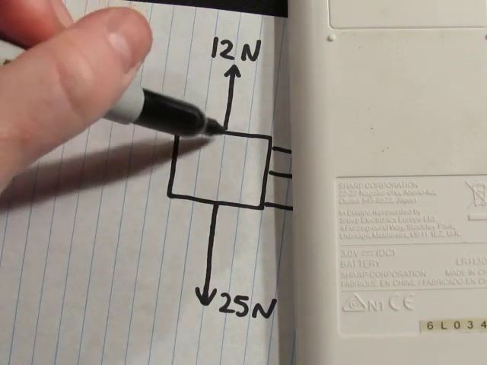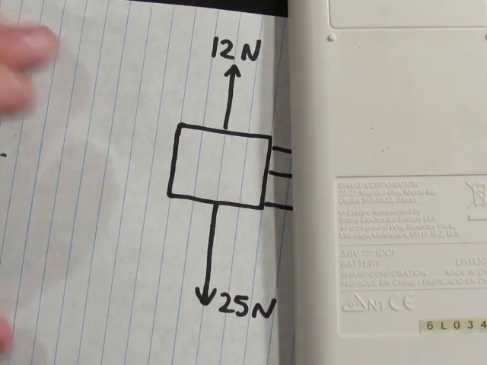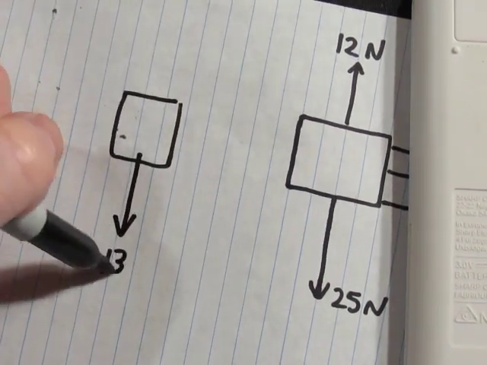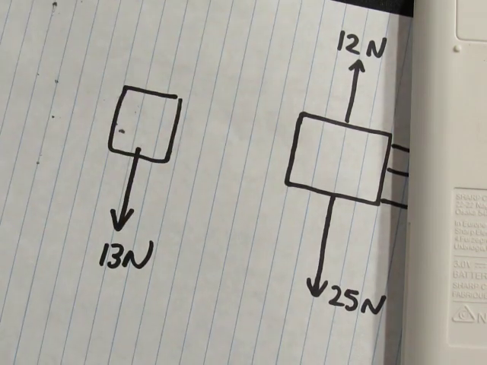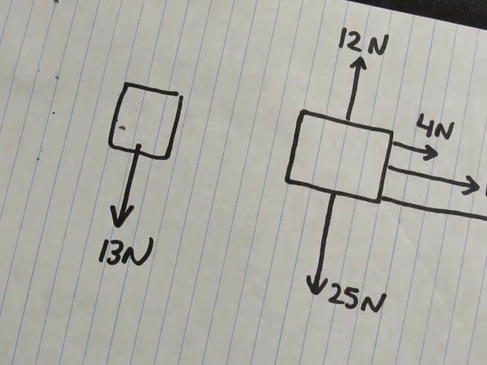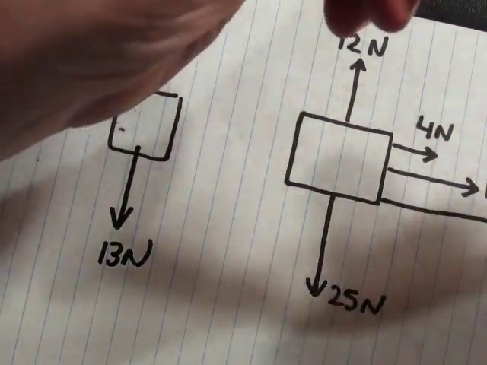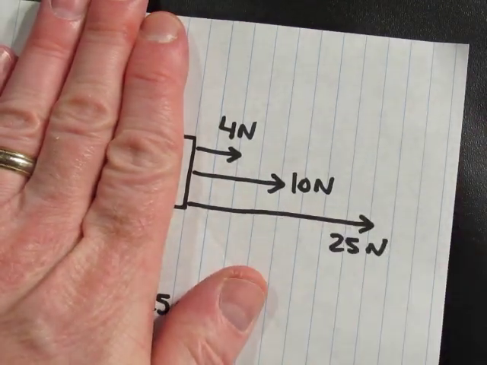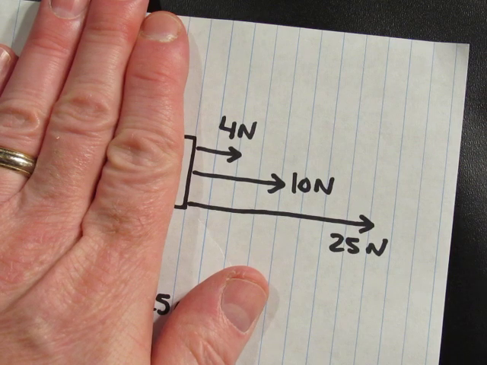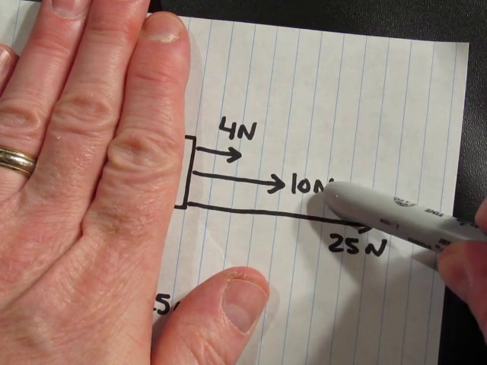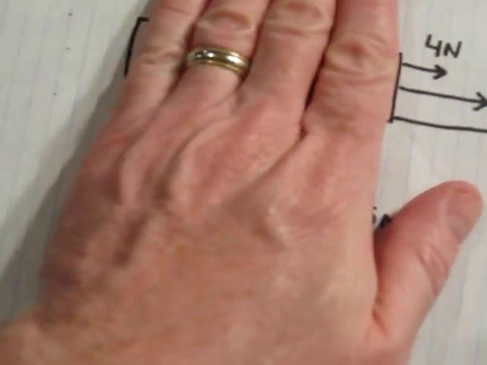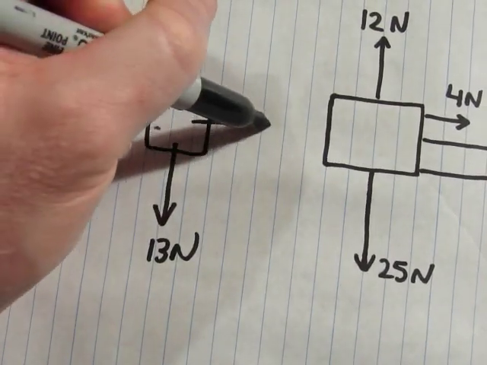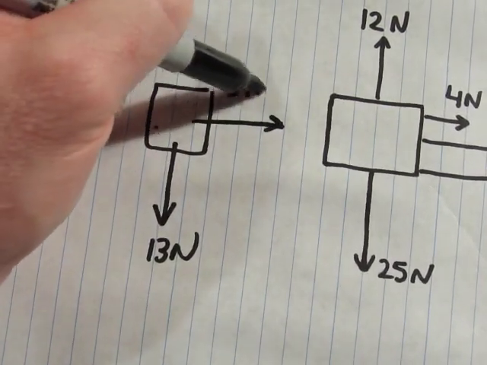If the question was just 12 newtons up and 25 newtons down, it would be very easy. The answer to the question would be 13 newtons down. Simple subtraction. Now let's look in the left and right direction. If the question was this simple and only had those three vectors, they would all be in the same direction, so you could add those together. 25 and 10 is 35 and 4 is 39. So if the question was that easy, the answer would be 39 newtons to the right.